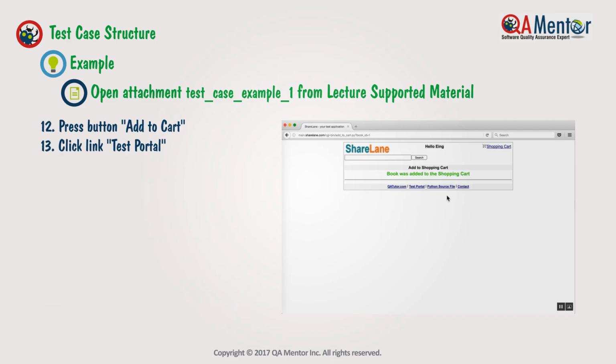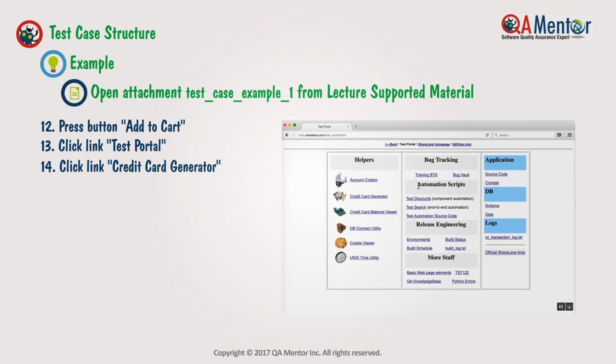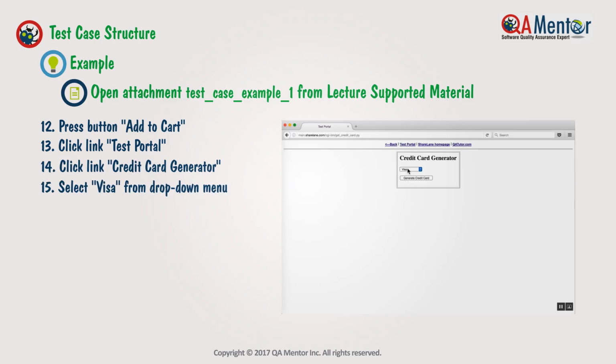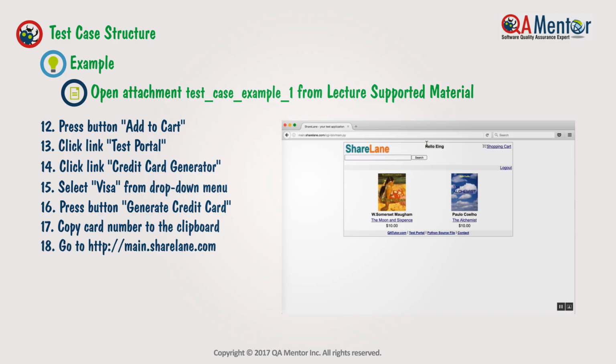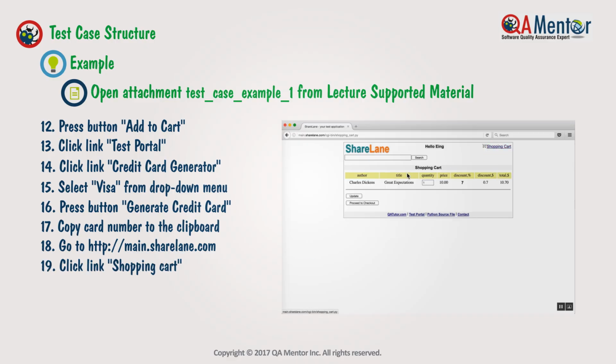Click link Test Portal. Click link Credit Card Generator. Select Visa from drop-down menu. Press button Generate Credit Card. Copy card number to the clipboard. Go to main.sharelane.com. Click link Shopping Cart.